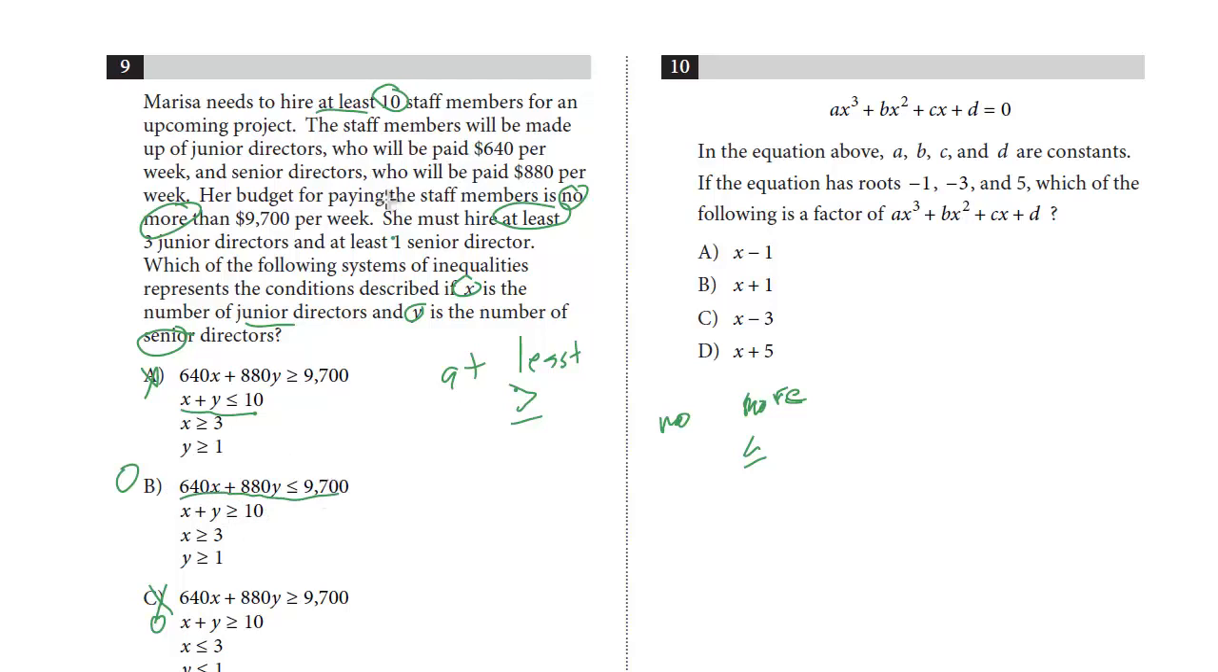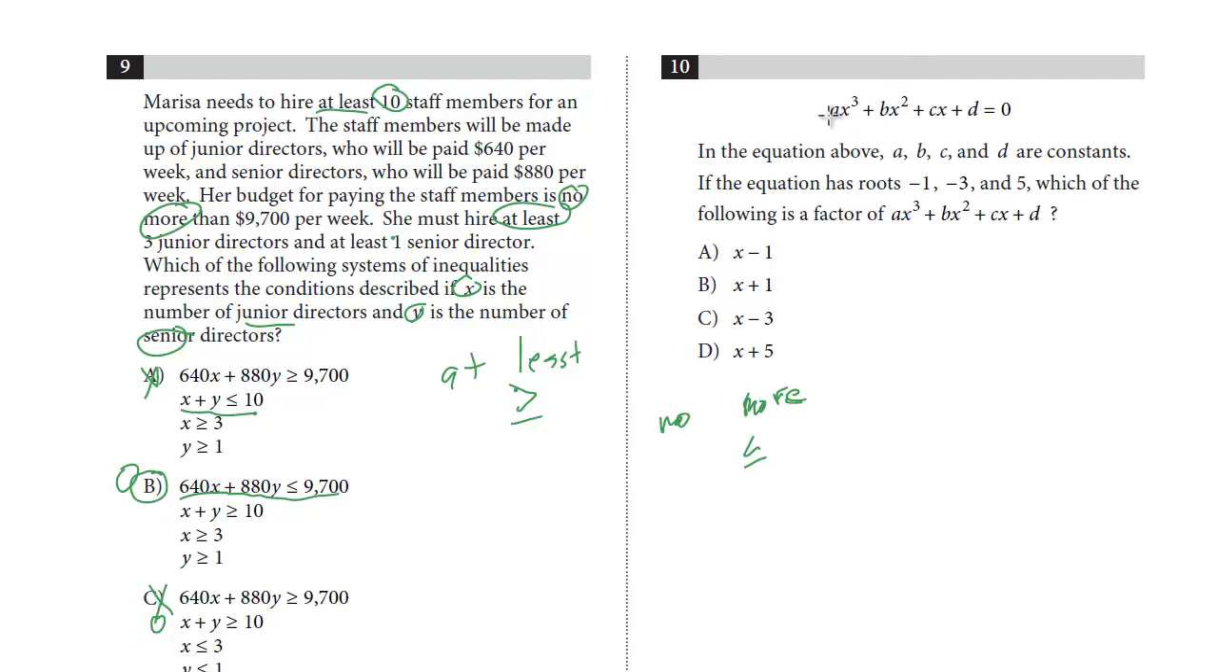This is the amount of money. No more than. Now, no more than means less than or equal to, so this is the amount of money that has to be paid. X is the number of junior, Y is the number of senior, and we have the salaries for each, $640 for the junior, $880 for the senior. No more than means less than or equal to. The answer is B. A kind of bulky question, just pay attention and remember these 2 phrases, and the answer here is B.